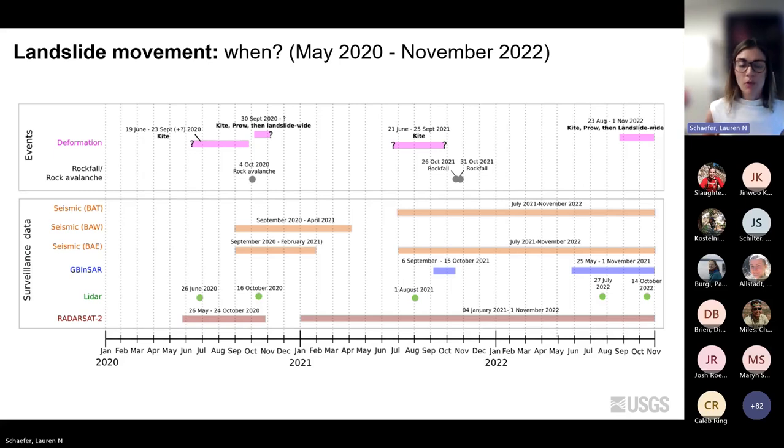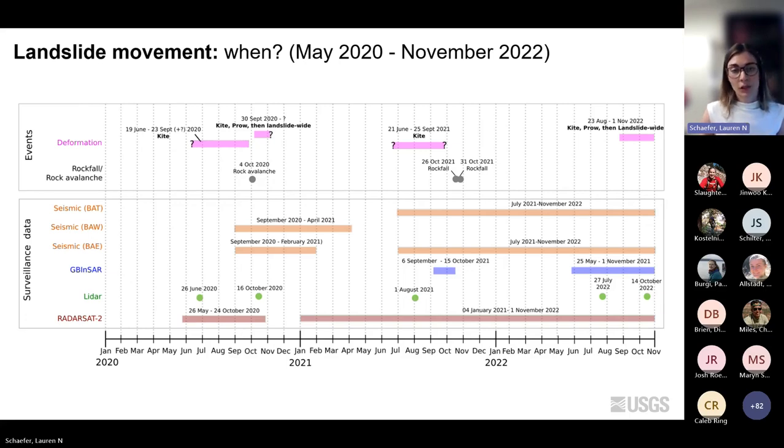Okay, so now let's talk about when we see events over our study period. In the bottom here is when the surveillance data was collected from the various methods that were used. And on the top are the events that we saw, both deformation events in pink and then rock fall or rock avalanche events in gray. So generally, the landslide is variably but frequently active.